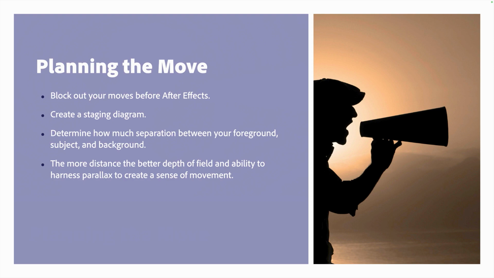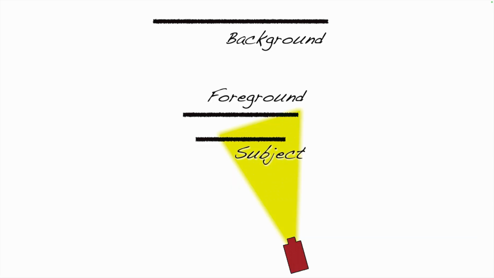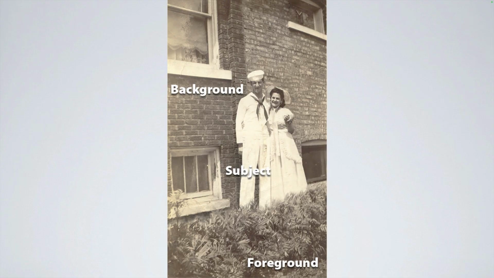Think about the amount of separation, the distance between the foreground, the subject, and the background. More distance means more ability to use depth of field effects, as well as really take advantage of that parallax effect for the sense of movement. Think of it this way: your subject, the foreground, and then the background. That's the example we saw here.